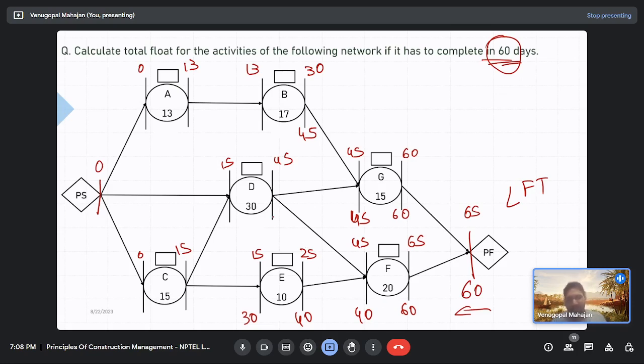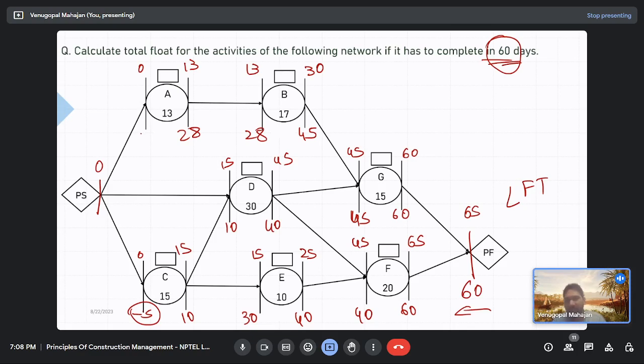Okay, so now two backward arrows from this side, 45 and 40, minimum value 40, 40 minus 30, 10. Here two backward arrows, 10, 10 minus 15, minus 5, right? And if you follow this, 45 minus 17, so this becomes 28. So, 28.